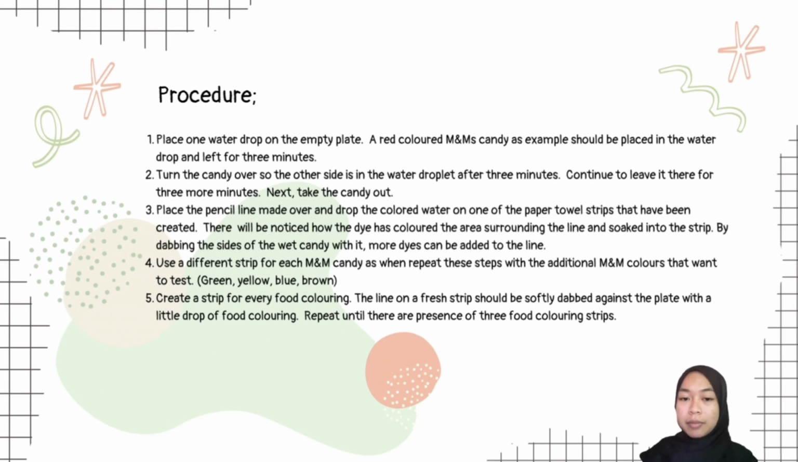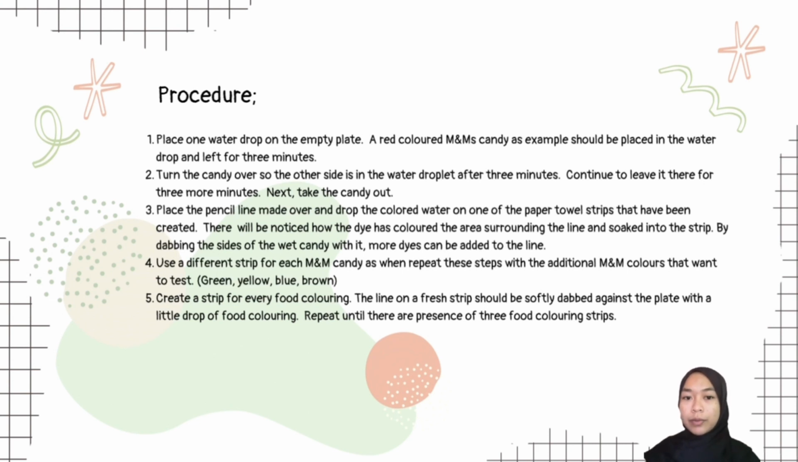Place the pencil line made over and drop the colored water on one of the paper towel strips that have been created. You will notice how the dye has colored the areas surrounding the line and soaked into the strip. By dabbing the sides of the wet candy with it, more dye can be added to the line. The next step is to use a different strip for each M&M candy, as you repeat these steps with the additional M&M colors that you want to test.